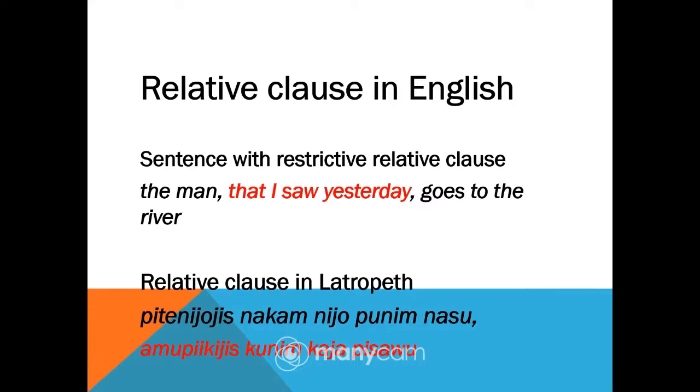Below that, we have the equivalent in Latropeth. It's probably best to think of it in Latropeth initially as just 2 sentences put together. So let's look at the first one above in black. The next slide will actually break down the grammar of the sentence. Remember, in Latropeth, it's a verb initial language, so it begins with the verb. Essentially, it would translate as the man goes to the river. Basically, goes the man to the river.